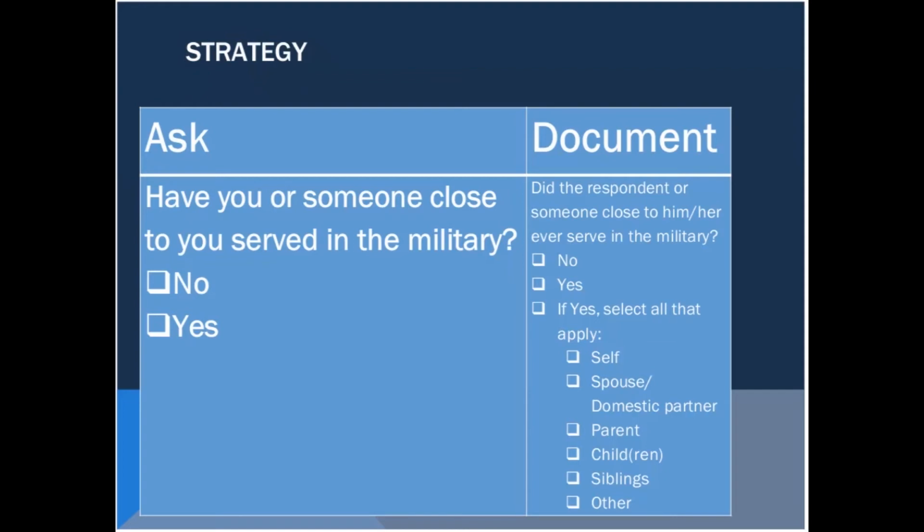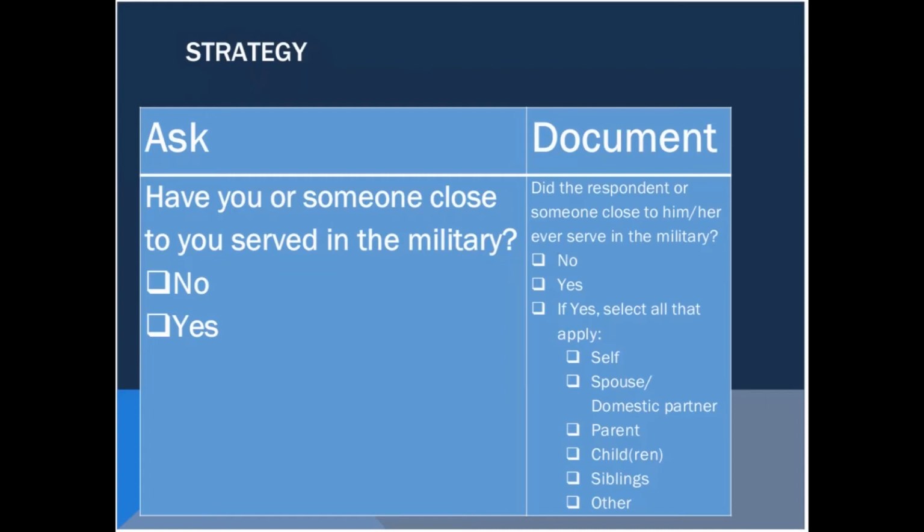The strategy is pretty simple. Every patient in every practice should be asked sometime in some appointment, hopefully during the initial assessment, have you or someone close to you served in the military? If the answer is no, end of questions. However, it's important to then document if the answer is yes, and say who it was.